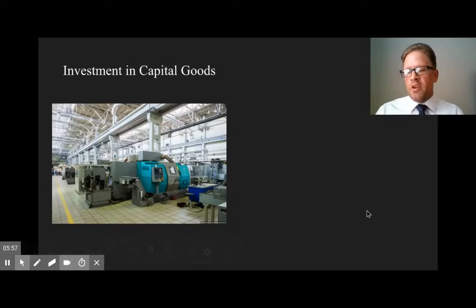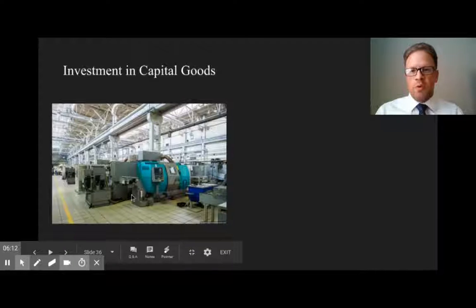Investment in capital goods and human capital also increases productivity. Investment in capital goods occurs when labor is provided with additional up-to-date tools and machines. So in a sense, it makes it easier to increase production. So maybe you invest in a new machine, and based on producing that new machine, you can produce more product than you could have previously produced with an older machine.